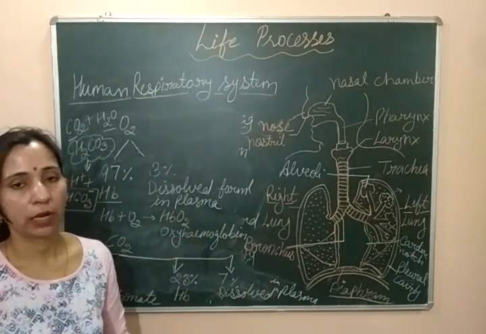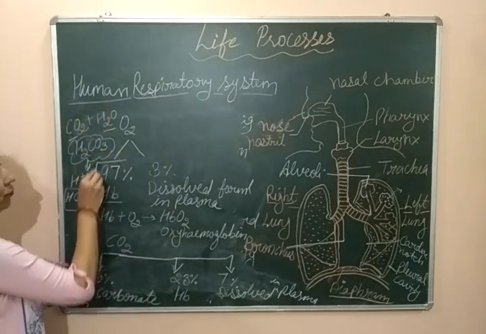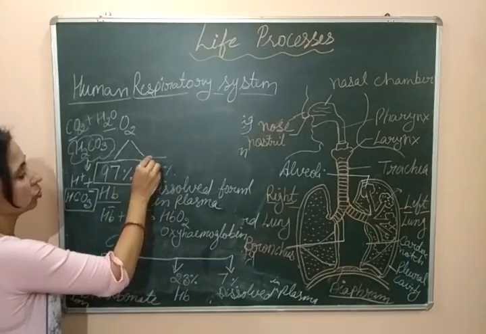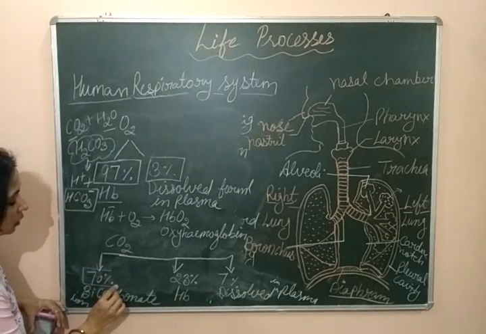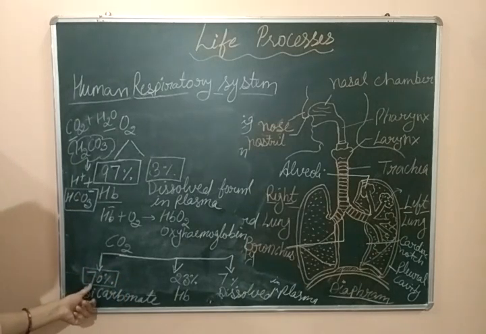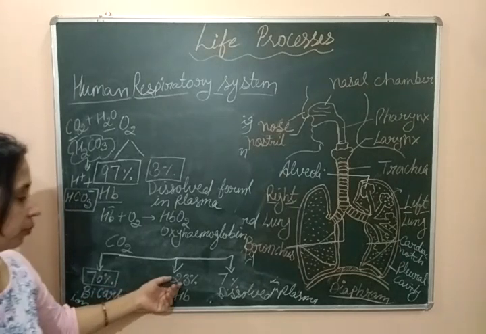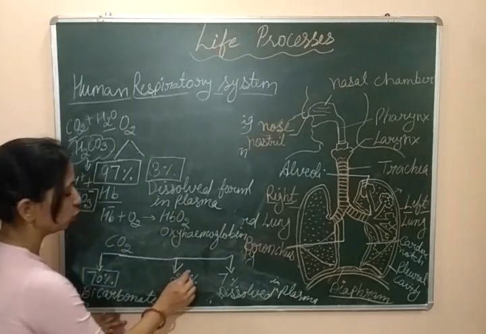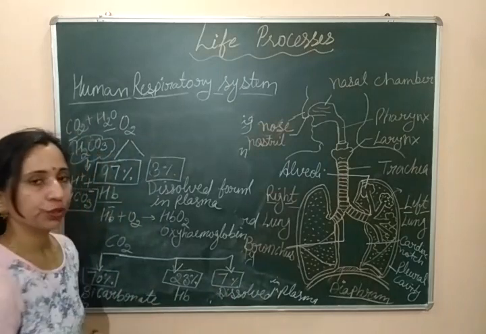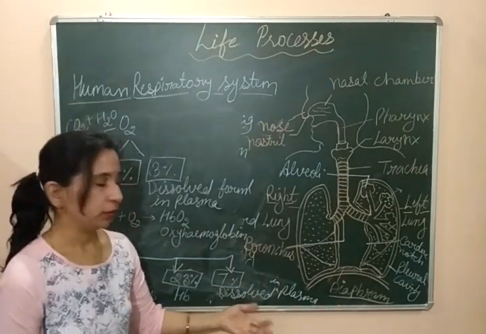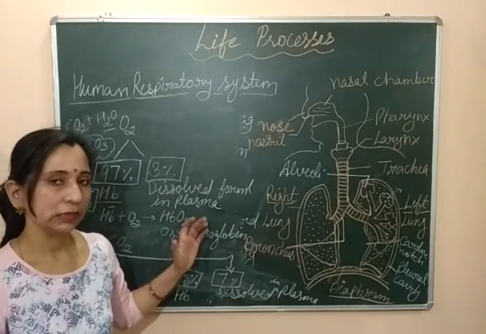So this is about the transportation of gases in our body. Oxygen is transported 97% by hemoglobin, plus 3% in dissolved form in plasma. Carbon dioxide is transported in three ways. 70% carbon dioxide is transported in the form of bicarbonate ion. 23% carbon dioxide is transported by joining with hemoglobin, and the rest 7% carbon dioxide is transported in our body in dissolved form with plasma. This is about the transportation of gases in our body.